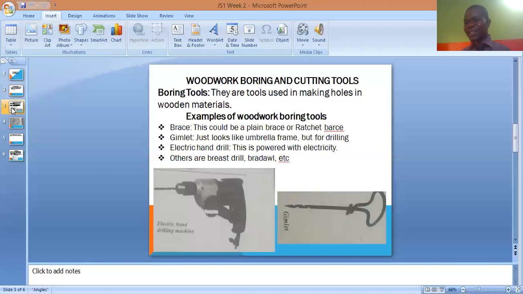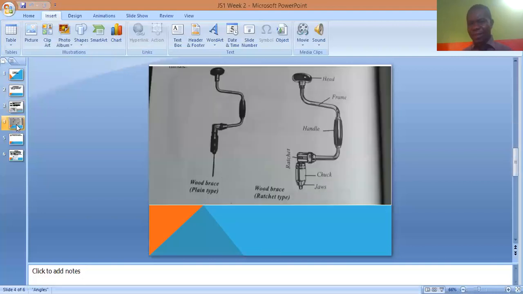Then others that we use to drill include the bradawl and the breast drill. They are all used to create holes in wood or to bore holes in wood. These are the types of brace.